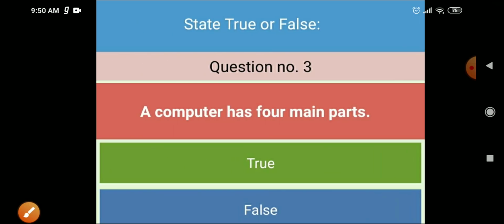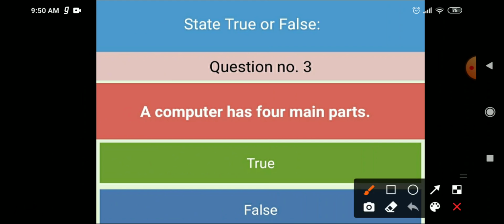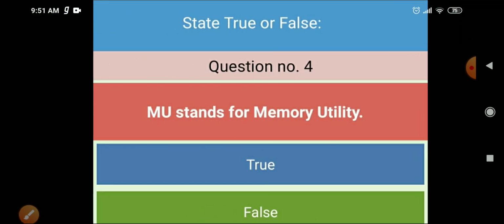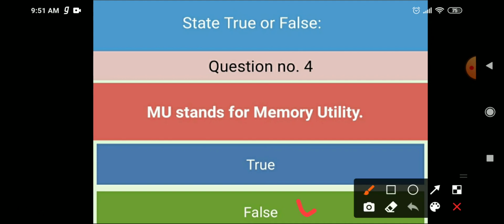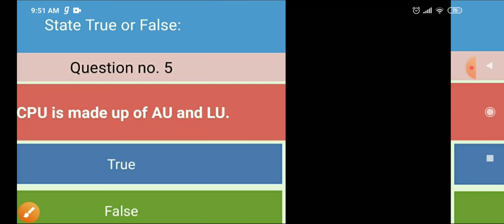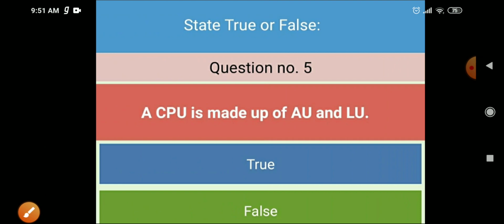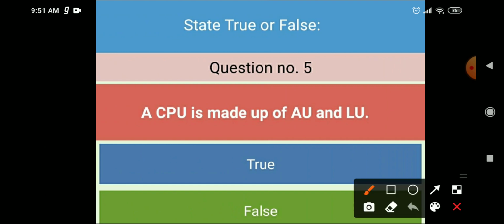Next is, a computer has 4 main parts. Right. Next is, MU stands for memory unit. MU stands for memory unit. Here they have written memory utility, that's why it is false. MU means memory unit. Next is, CPU is made up of ALU and LU. No. CPU is made up of ALU, MU and CU.